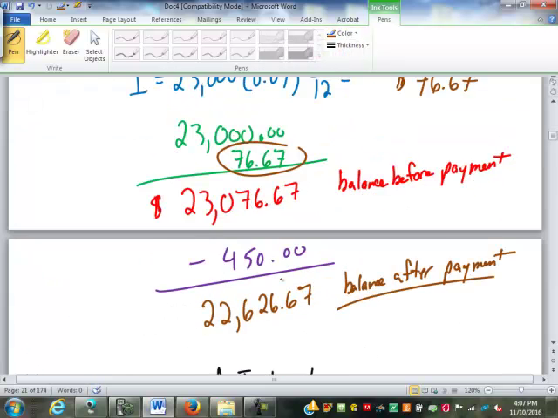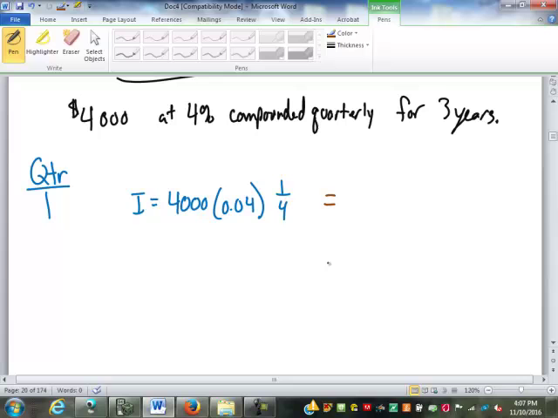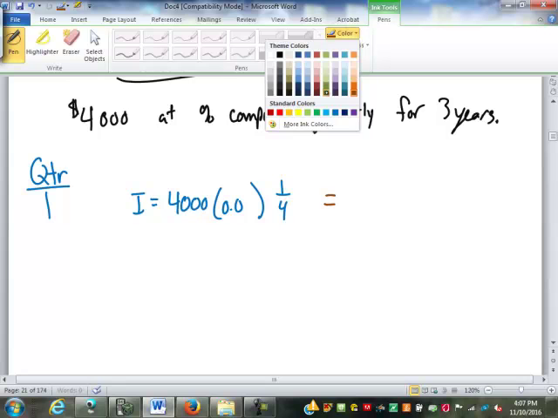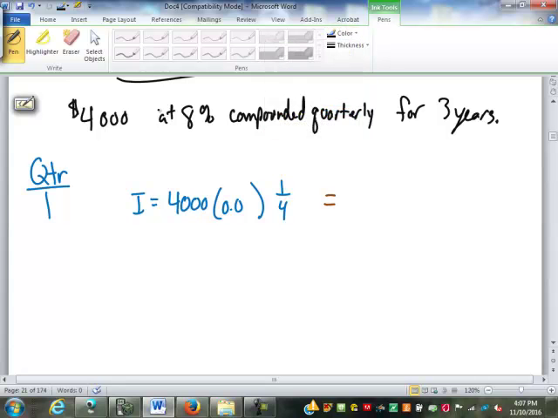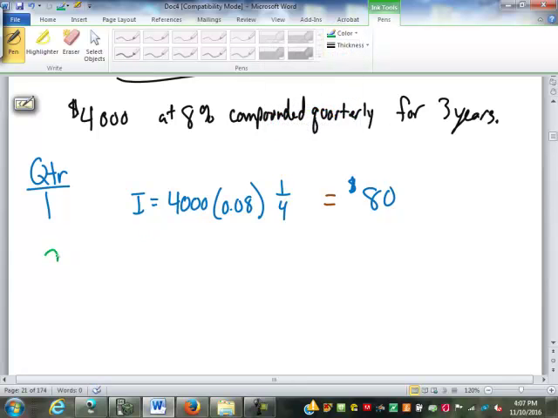It was 4%, wasn't it? Or was it 8%? Oops, it was 8%. Sorry, let's do the 8%. This is 8%, so we have to change that. Sorry about that. So $4,000 at 8% compounded quarterly for 3 years. So that's $4,000 times 0.08 for 8% times 1/4, which is going to be $80 in interest. So that means to start quarter 2, we have 4,000 plus 80. So that's $4,080.